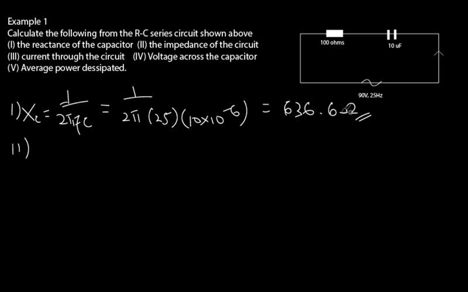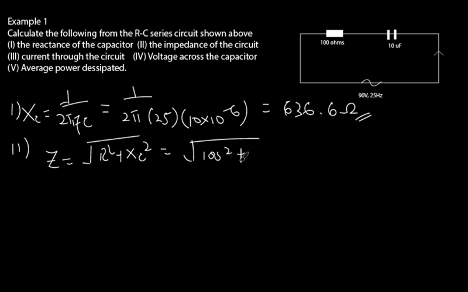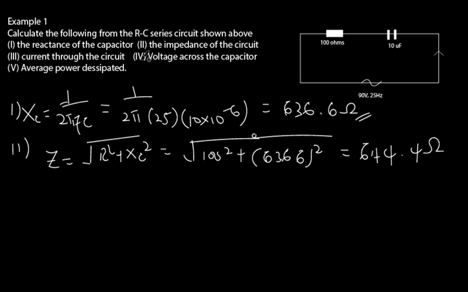Next is the impedance of the circuit. Because this is an RC circuit, the impedance is equal to the root of R squared plus XC squared. So we have the root of 100 squared, since the resistance is 100, plus 636.6 squared, which is the XC we just calculated. Now the root should cover all of them. If we punch this into the calculator, we have our impedance to be 644.4 ohms. So that does it for the second part.